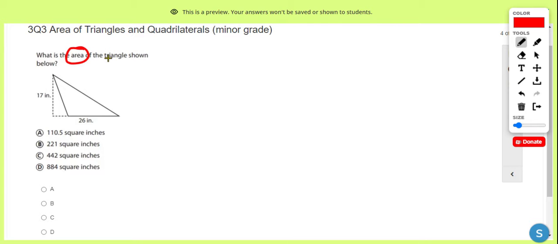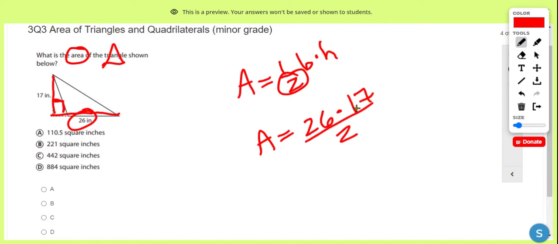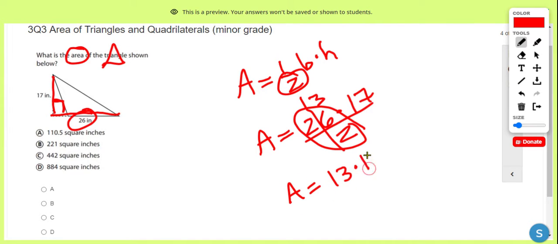Okay, so area of a triangle. Area of a triangle is 1/2 base times height. So the base, and the height is perpendicular. So we have 26 times 17, and the half means divide by 2. So we can start to process this here. We can actually divide by 2 here. 26 divided by 2 is 13. So this equals 13 times 17.